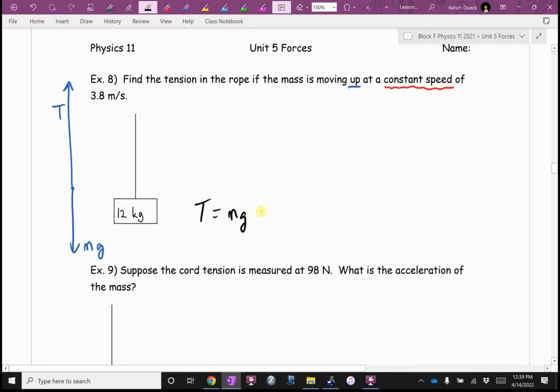Aiden, what's M? G? What do you get? I do this in my head. It's going to be 120 take away 2.4. 117.6, I think. Yeah.